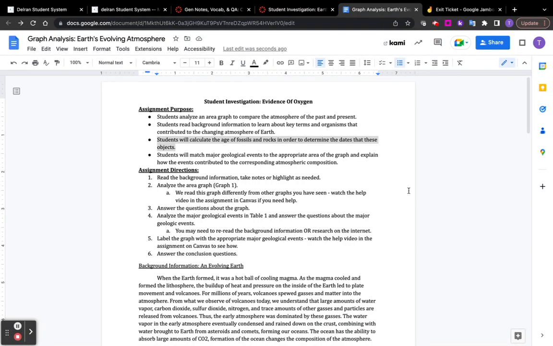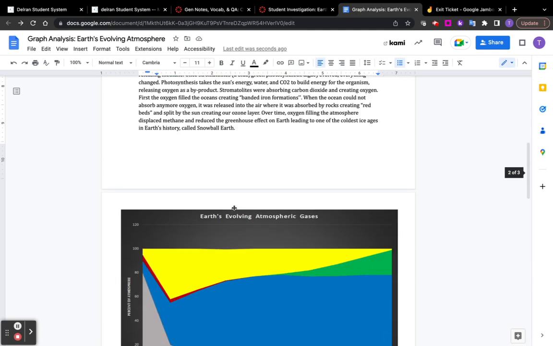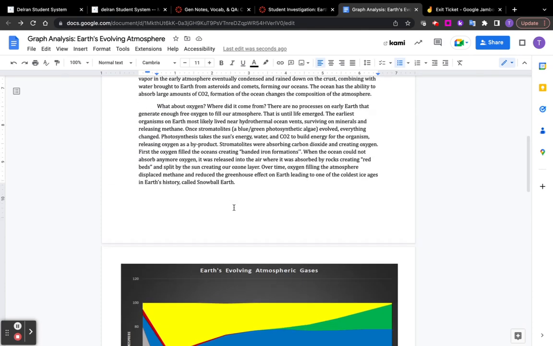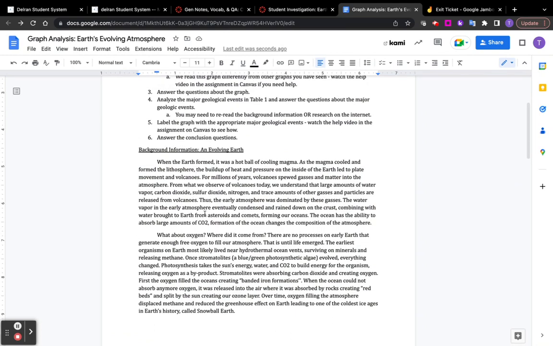These are the directions for the student investigation evidence of oxygen worksheet. Now you have to do a few things. Essentially, we're going to compare the atmosphere of the past to what it is today, like we already did in class. But we're going to look at some evidence to figure out why it changed into that. The first thing you're going to do is read this background that I wrote. These are the big highlights of what was going on in the past and now and how those things happen.